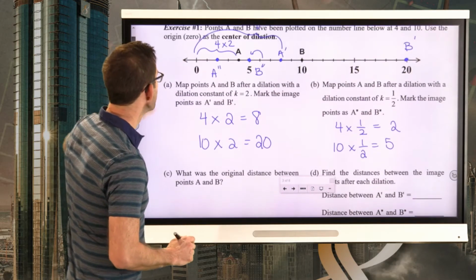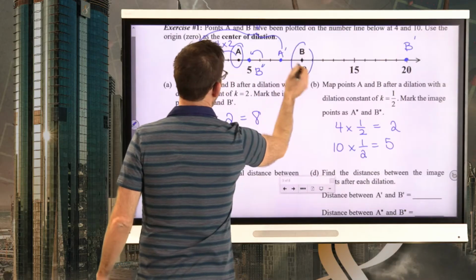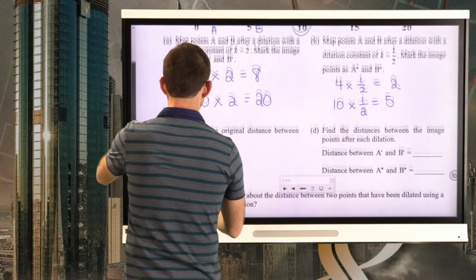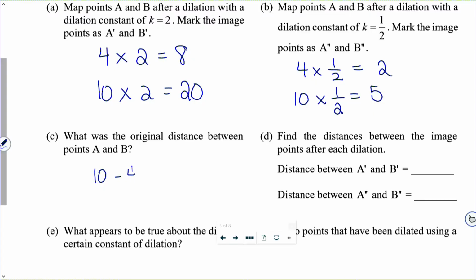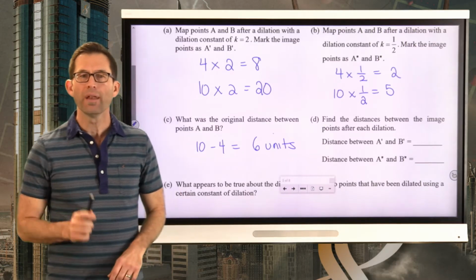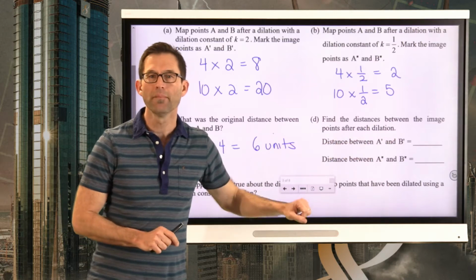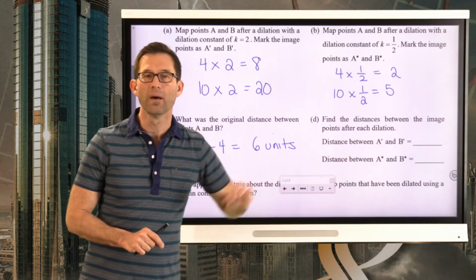When we look at A and B, here's A, here's B. A was at 4, B was at 10, so it's just 10 minus 4. The original distance between them was 6 units. All right, that's a piece of cake, right? But now, what are the distances between A prime, B prime, and A double prime, B double prime?